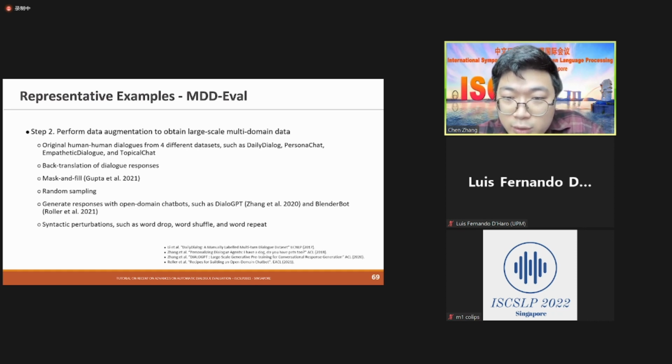And of course, we can also rely on large-scale pre-trained chatbots such as DialoGPT and BlenderBot. Nowadays they can generate very human-like responses conditioned on the context. In this way we can also generate some relevant and adversarial responses. Then of course, following MAUDE, we have the syntactic perturbations to generate the negative responses.